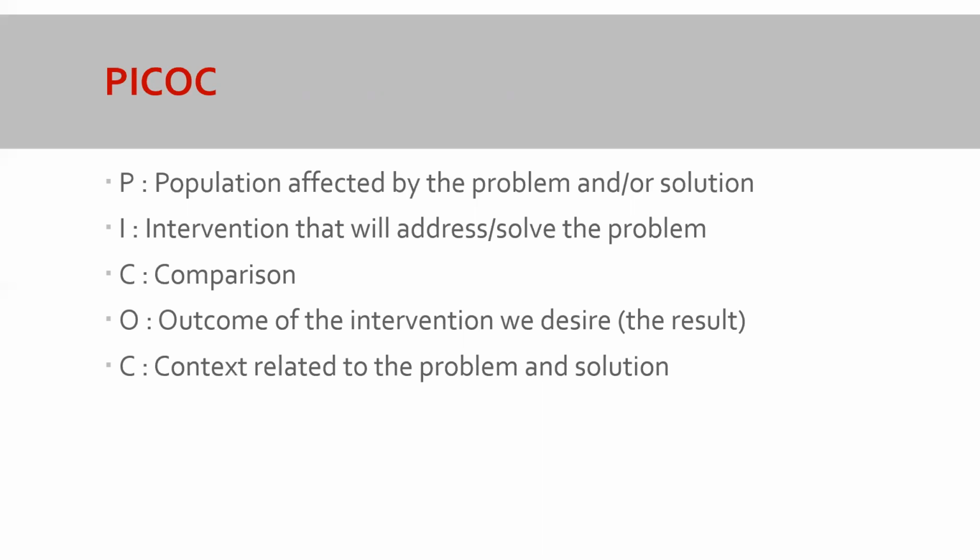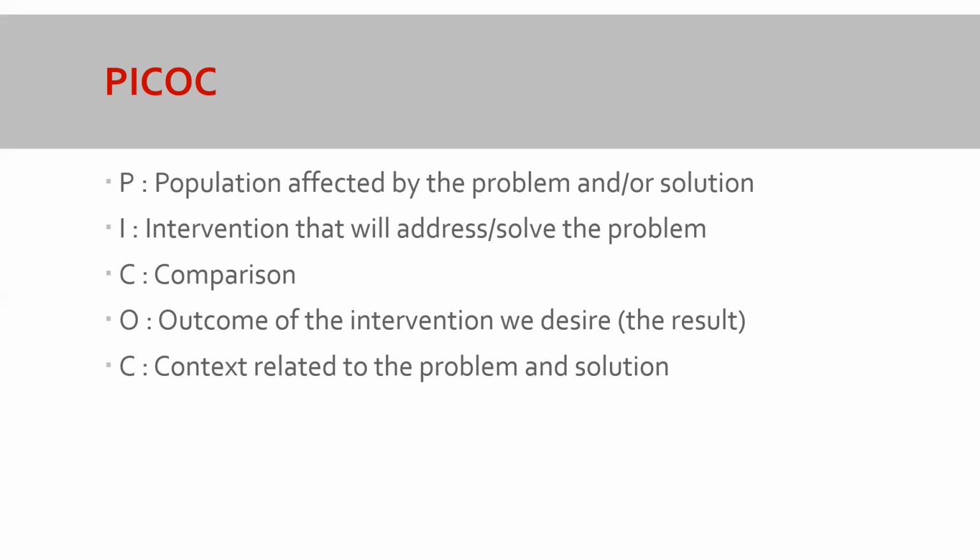C is for comparison. So we would be looking for maybe different intervention types or variables that might be influencing the problem or the solution. O references the desired outcome that we're hoping that the intervention results in. And C is the context. So we have to better understand the environment that the problem and solution are housed within.